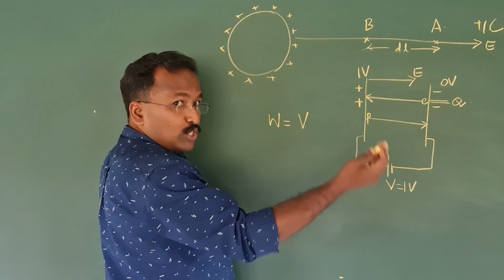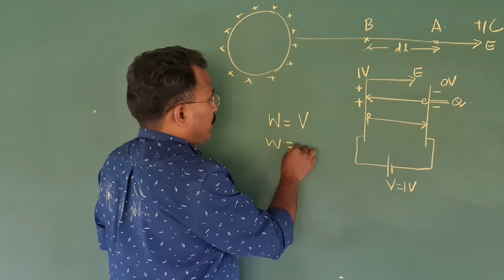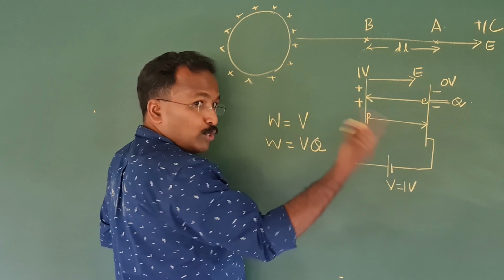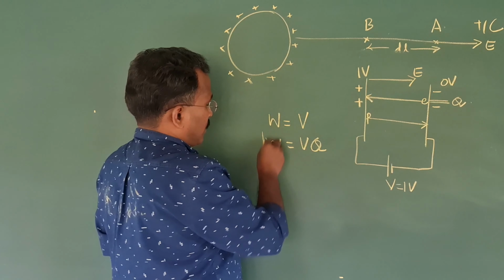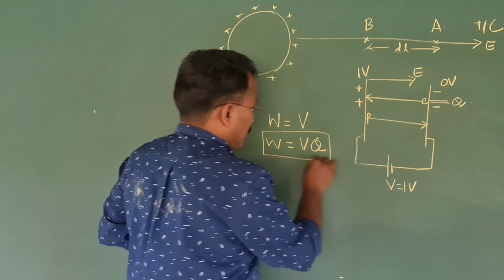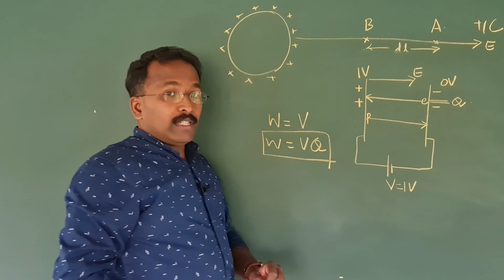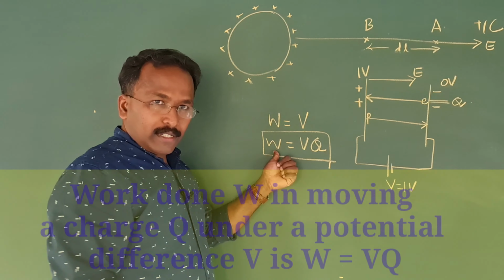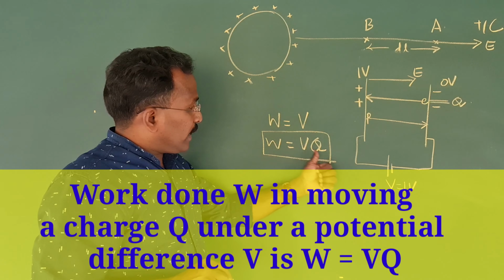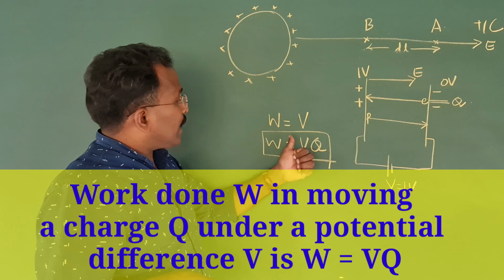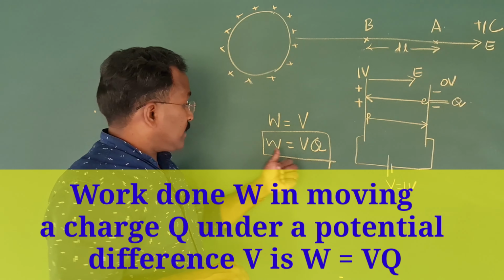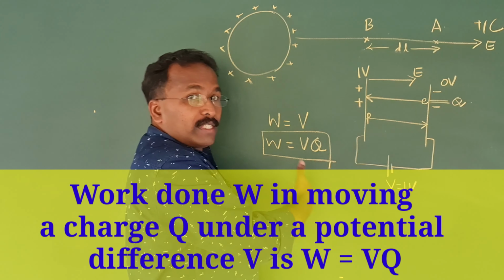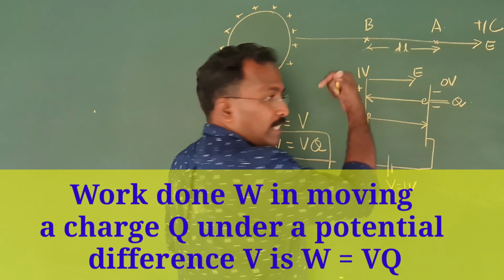If you have a charge Q, the work done will be VQ, because this is for 1 coulomb. If you have Q coulombs, this is the equation. So this equation you should write and study. How to study this physics equation? Write that. Work done W in moving a charge Q under a potential difference V is W is equal to VQ. And now we substitute this idea in this case.